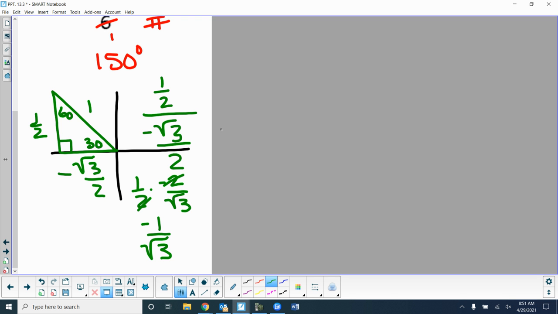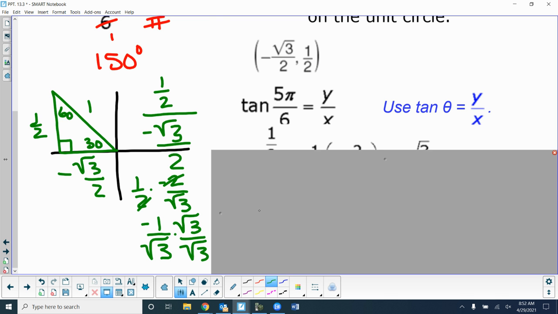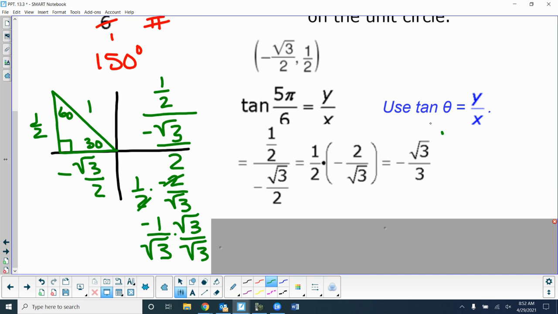That's right, but can I leave it that way? No, I have to rationalize again, right? So the answer is negative radical 3 over 3. Scott, that makes sense? Mm-hmm. Questions? So once you get your picture, you guys know exactly what to do, right?